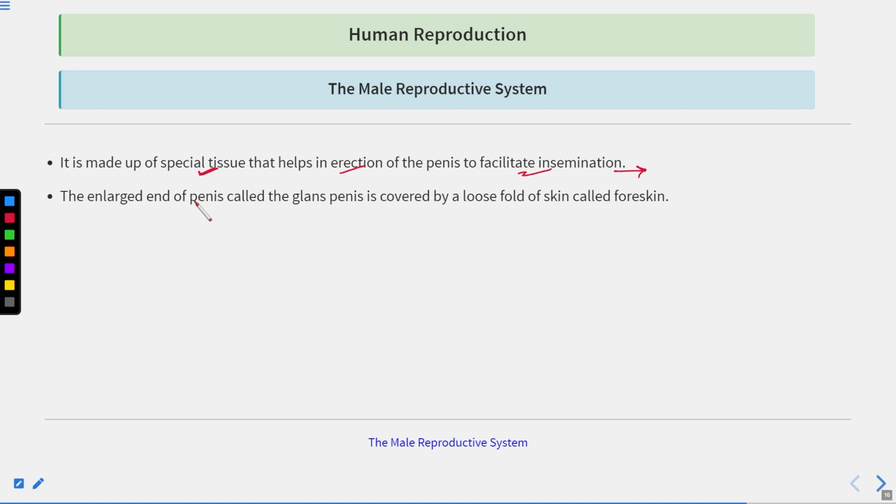The enlarged end of the penis is known as the glans penis, and is covered by a loose fold of skin called the foreskin. So this is known as glans penis. It is the enlarged end of the penis, and it is covered by a loose fold of skin known as the foreskin. So this is the male reproductive system.